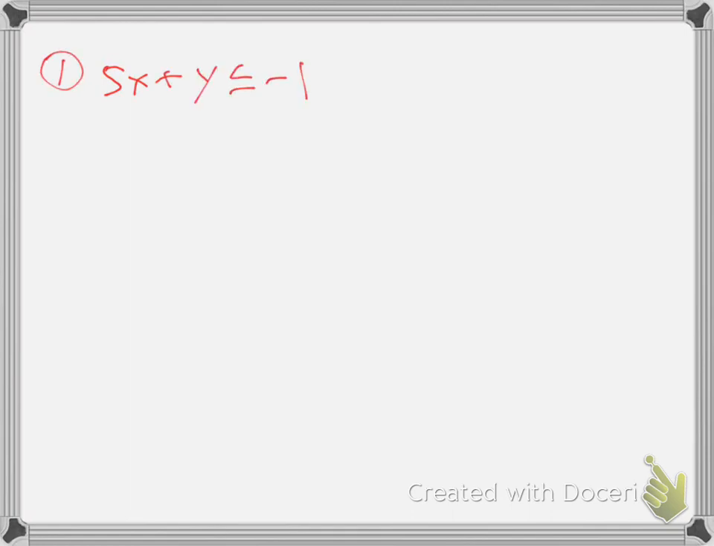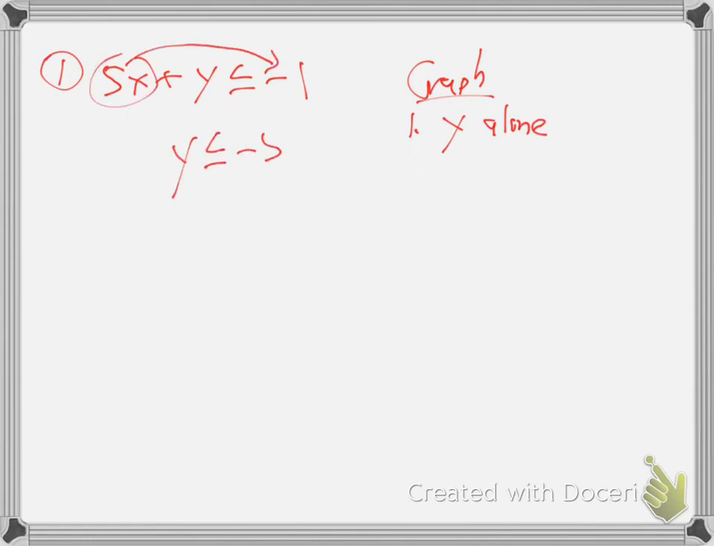So here's question 1 on practice exam 3. What do we do to graph? Yeah, y alone. First step is to get y alone. So I'm going to take that 5x and jump it to the other side. Remember, when anything goes to the other side, it switches signs, right? That becomes a negative 5x over there. So y is alone.